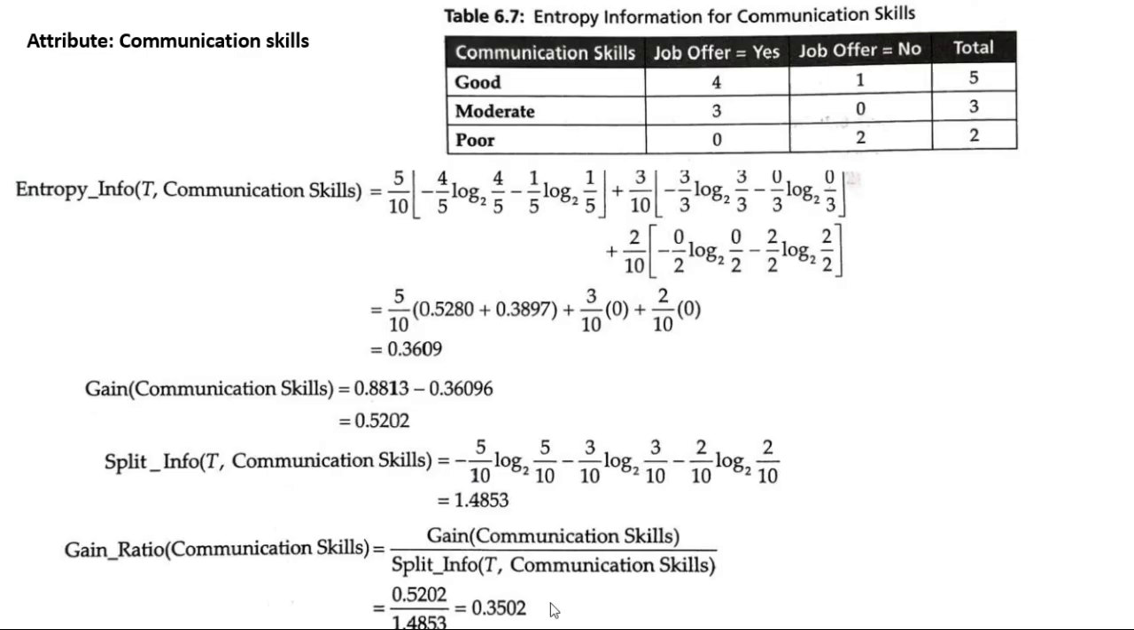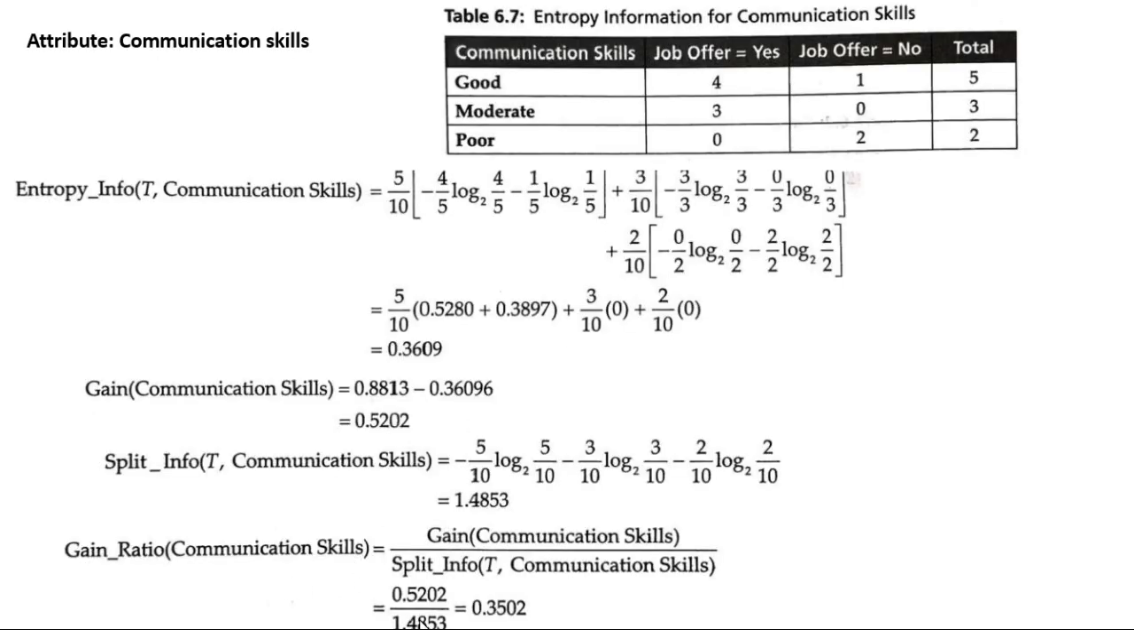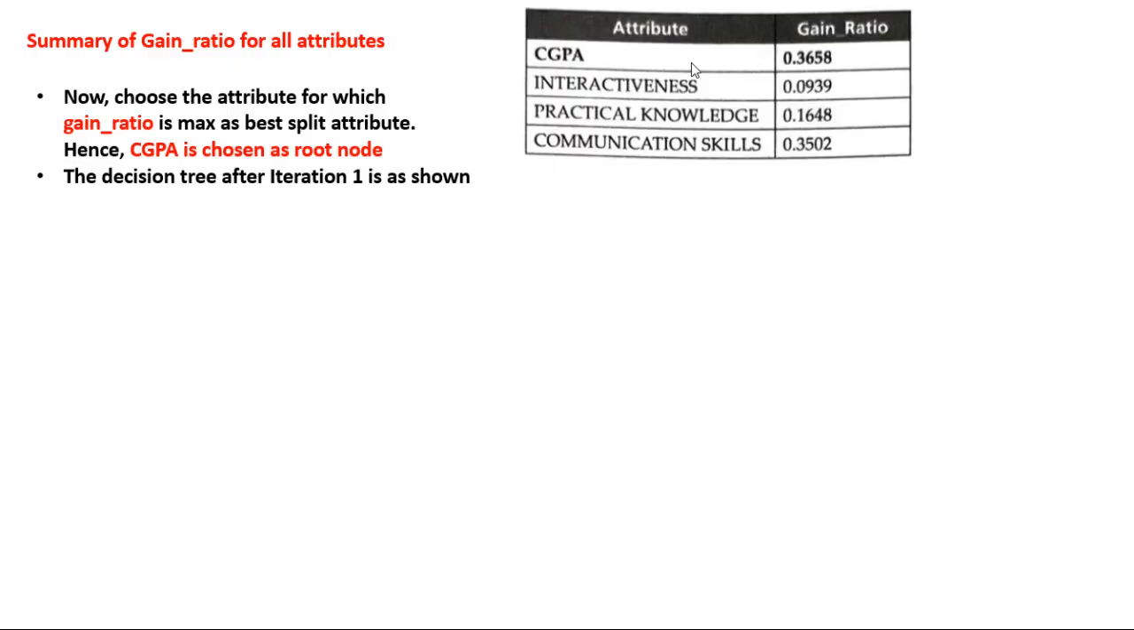Now you have to summarize. Take the last gain ratio of all the 4 different attributes and write it down. For example, for communication skills, I got the gain ratio as 0.3502, so I have put that here. Summarize the gain ratio which I got for all the 4 attributes. Now choose the one which is having the maximum gain ratio. Here CGPA is having the maximum gain ratio. So that means choose this as your root node.